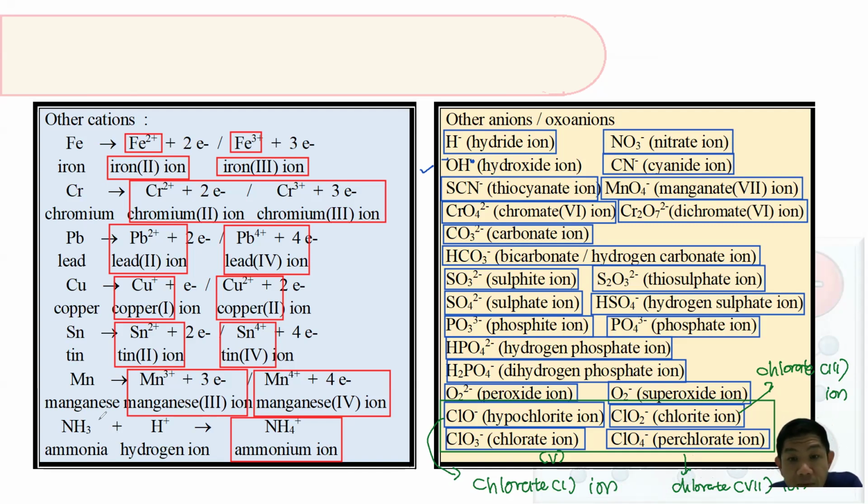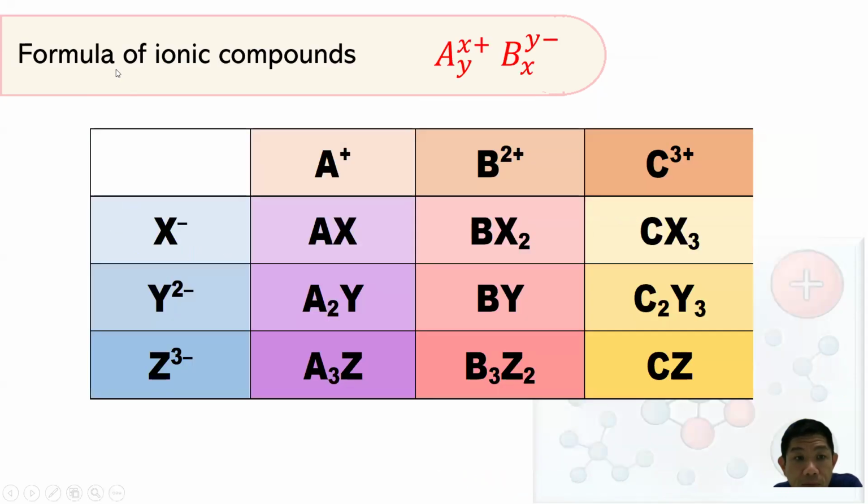Then why is it important for you to learn about the formulas of the ions? Because when a positive ion meets a negative ion, they will form what we call an ionic compound. Are you ready? So let's have a look at how ionic compounds are formed. Ionic compounds form with a formula where you have A X+ of Y, B Y- of X. What does it mean?